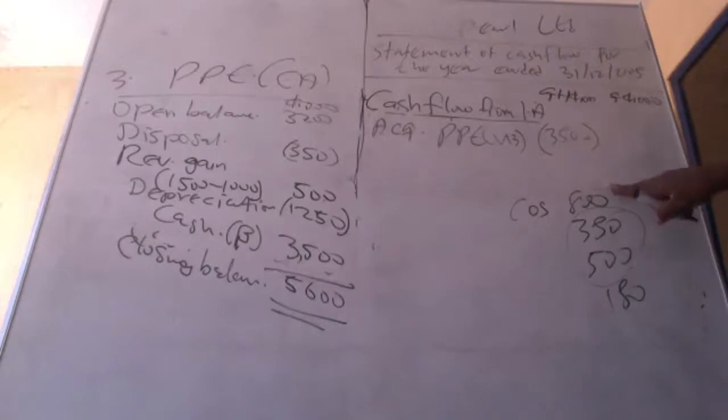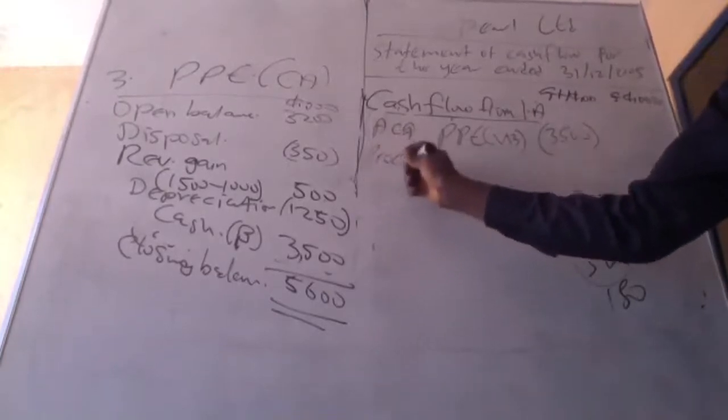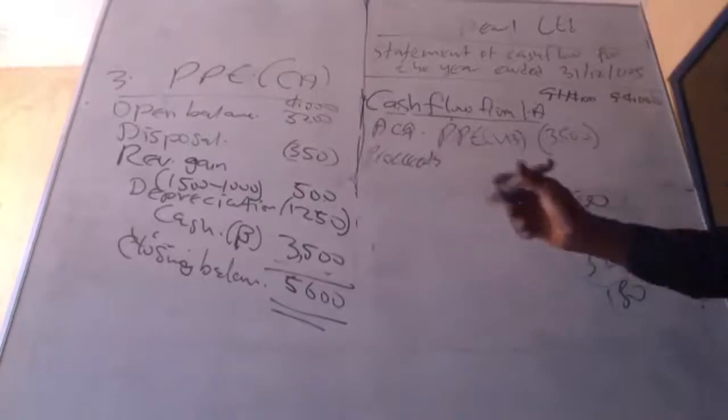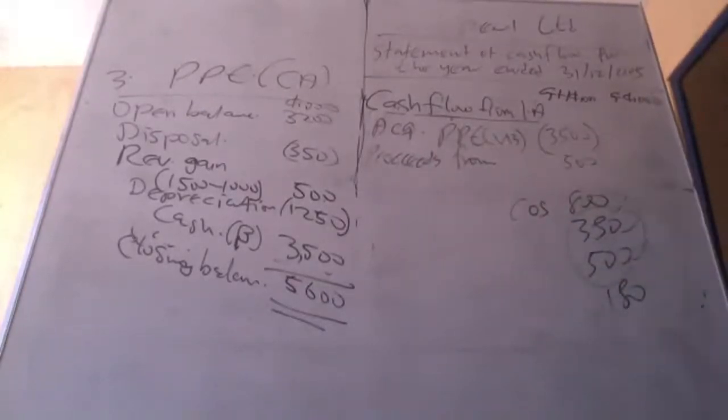Out of these three figures, which of them is the cash? This is the cost, current amount, proceeds. The proceeds is the cash, so you have to record it. You call it proceeds from sale of PPE. So that's 500.